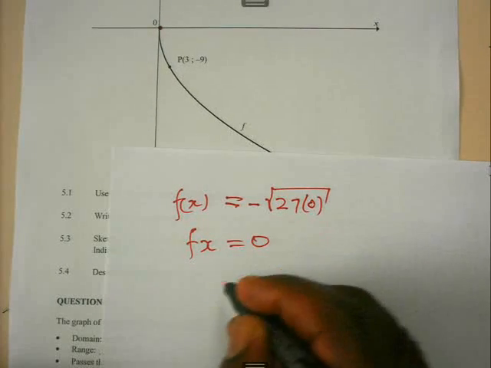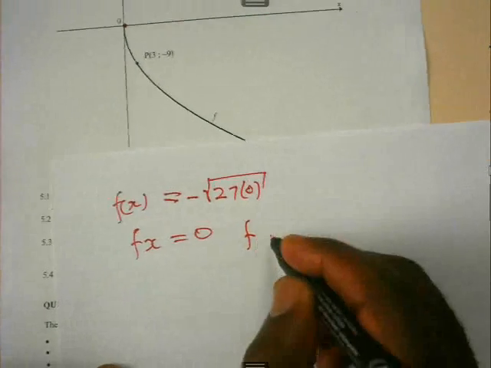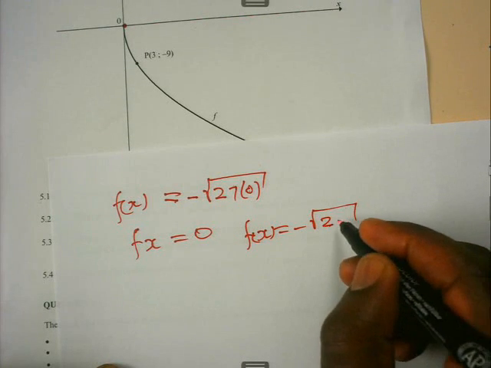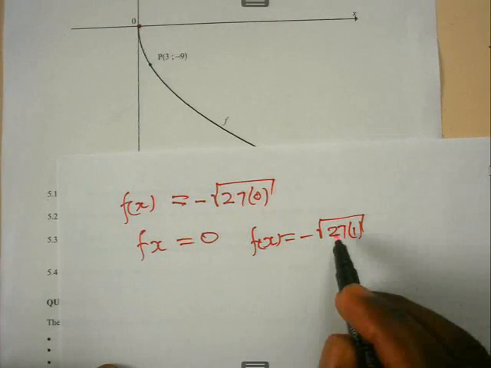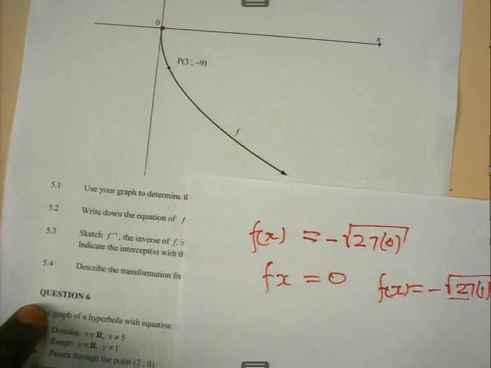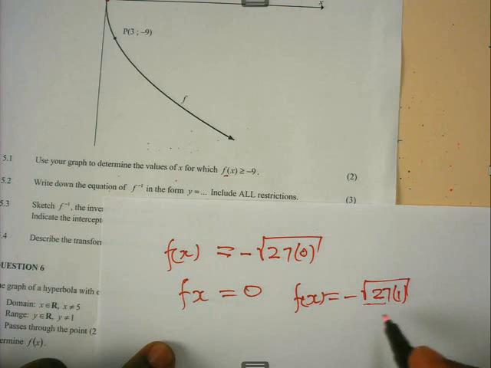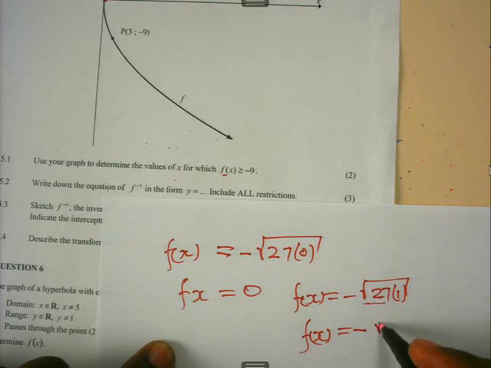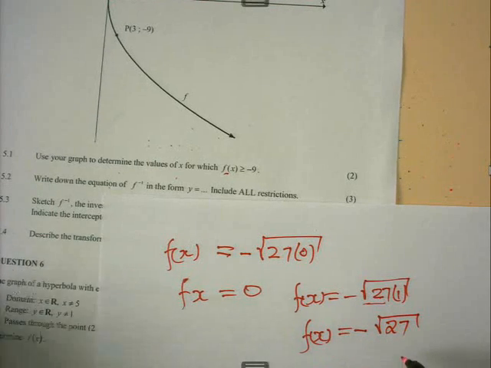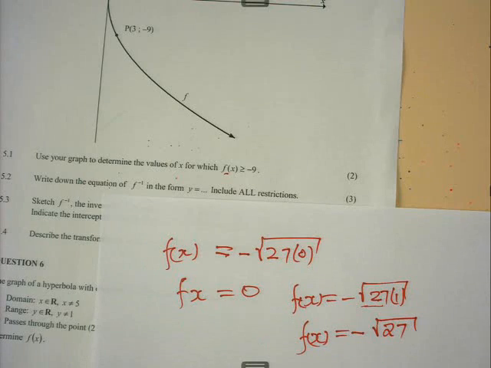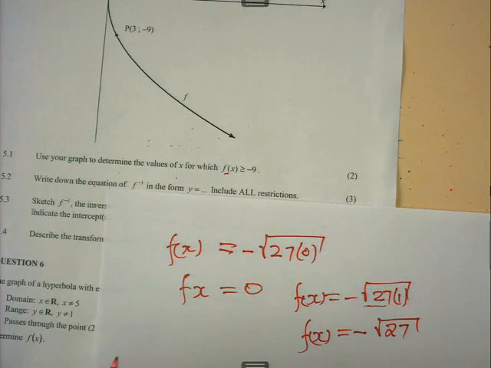Let's check. If we put in, f of x is equal to negative the square root of 27 times 1. What is the square root of that? It is going to be a negative number. So f of x is going to be equal to negative the square root of 27. Let's check the square root of 27 with our calculator.